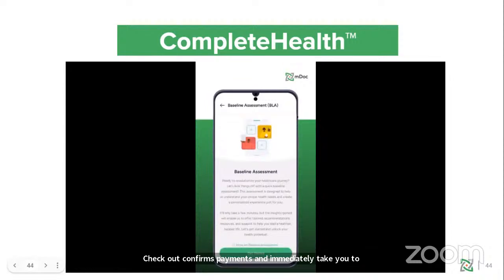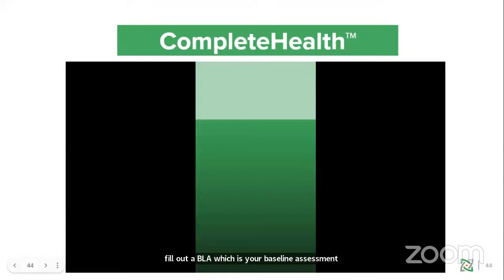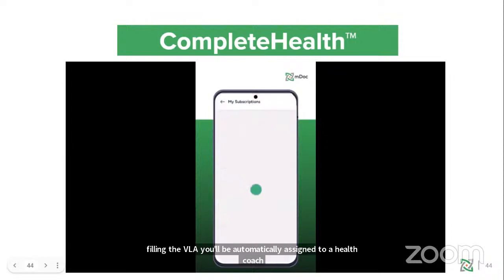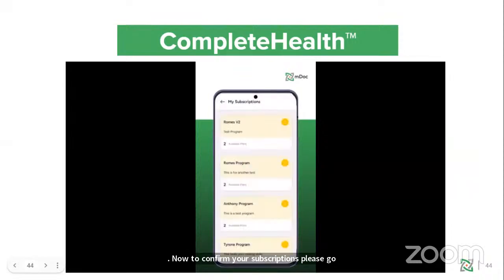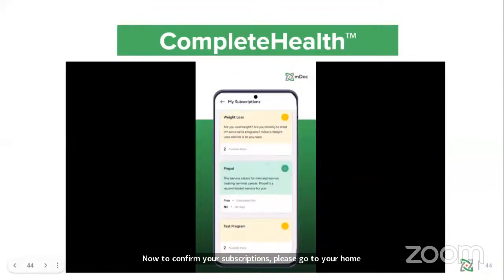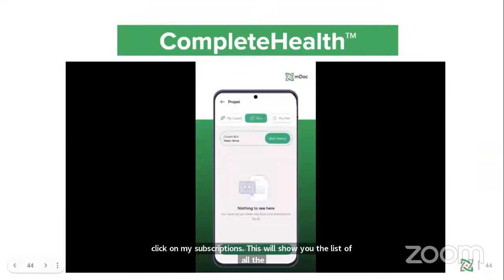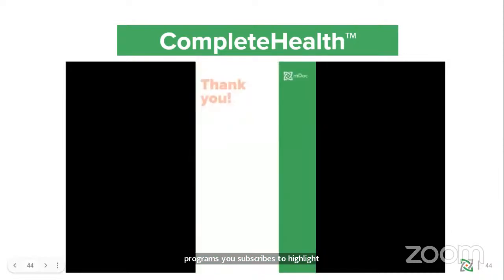After filling the BLA, you'll be automatically assigned to a health coach. Now, to confirm your subscriptions, please go to your homepage and click on My Subscriptions. This will show you the list of all the programs you subscribe to, highlighted in green. You can click on the programs to find out your assigned coach and also retake your BLA if you fail to do so initially. Thank you for watching this video.